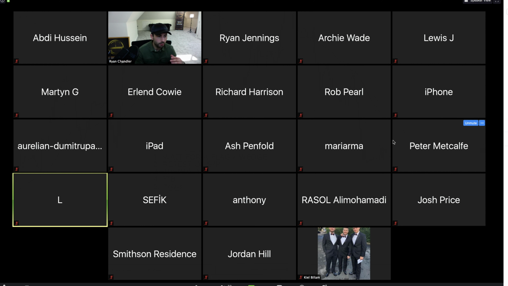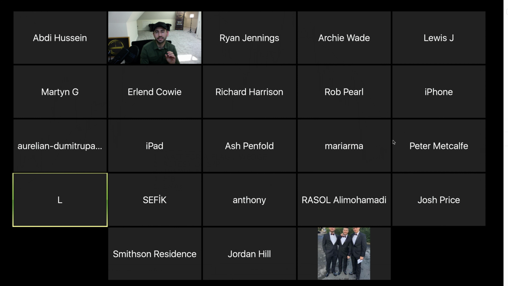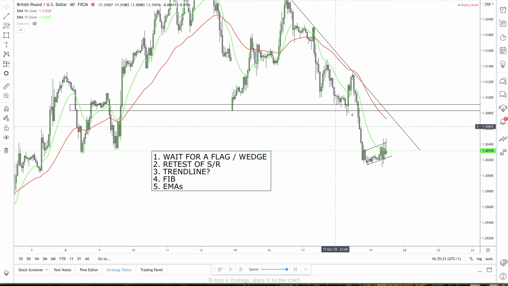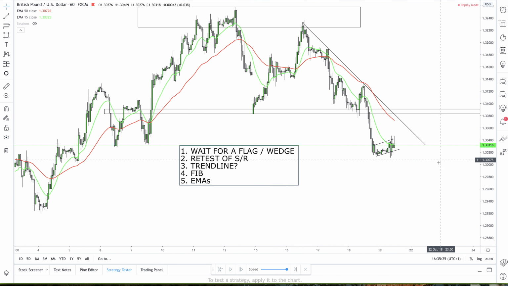Next up, stop loss placement. Now, your stop loss has to be placed behind barriers. Really, really important. So let's go back on the screen share. Okay, back on the screen share. Your stop has to be placed behind barriers.